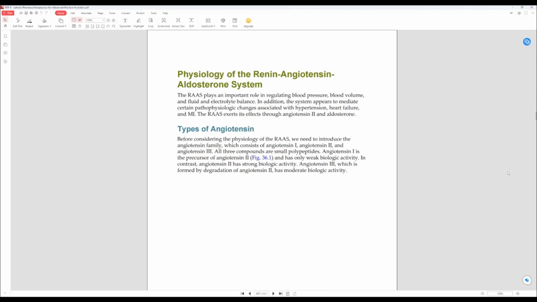Speaking of angiotensin, before considering the physiology of the RAS, we need to introduce the angiotensin family, which consists of three different angiotensins: angiotensin 1, 2, and 3. All three compounds are small polypeptides. Keep in mind, angiotensin 1 is the precursor of angiotensin 2 and has only a weak biologic activity. In contrast, angiotensin 2 has a strong biologic activity, whereas angiotensin 3, which is formed by the degradation of angiotensin 2, has a moderate biologic activity. So again, the first being weak, the second being the strongest, and the third being somewhere in the middle.